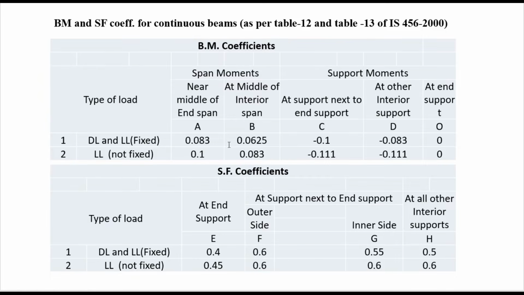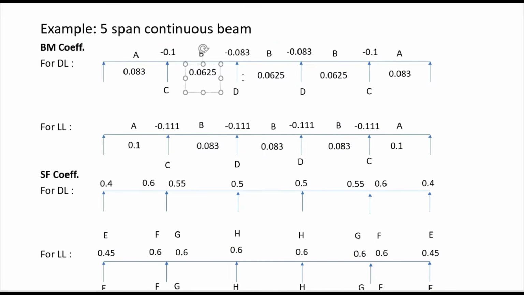At the middle of the interior span we have the bending moment coefficient for dead load as 0.0625. So all the spans except the end span will have the bending moment coefficient as 0.0625.